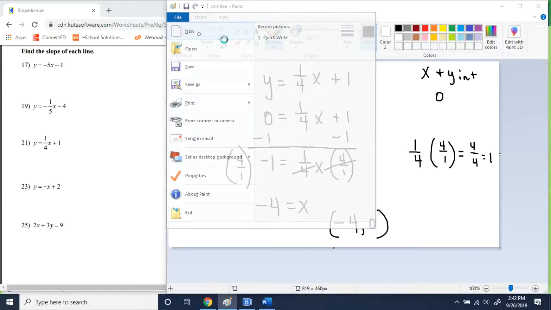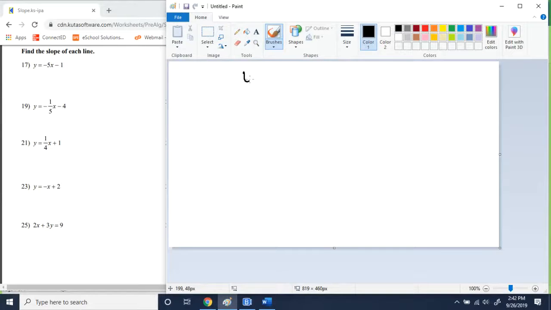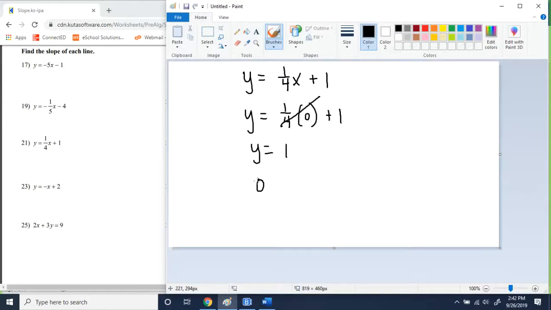Okay, using the same problem, we're going to find the y-intercept by putting 0 in for x. The y is going to equal 1 over 4 times 0 plus 1. y equals anything times 0 is 0, plus 1. So my y-intercept is 0, 1. My x-intercept was negative 4, 0.